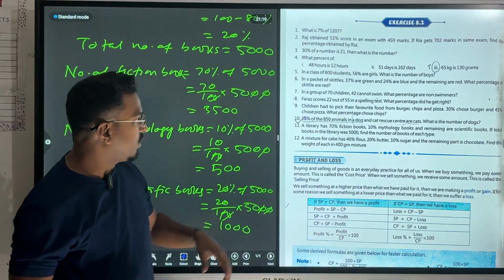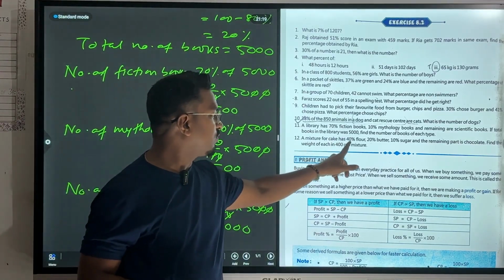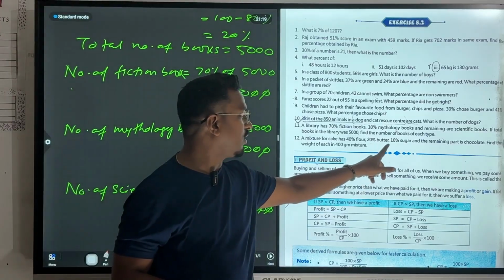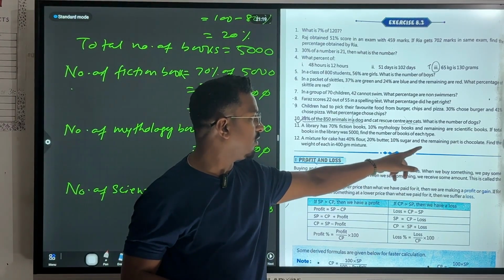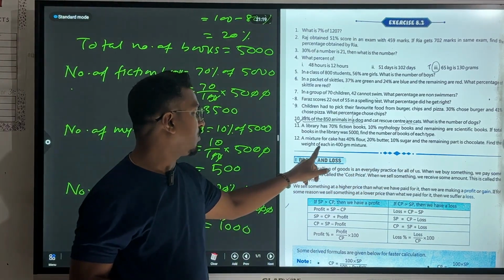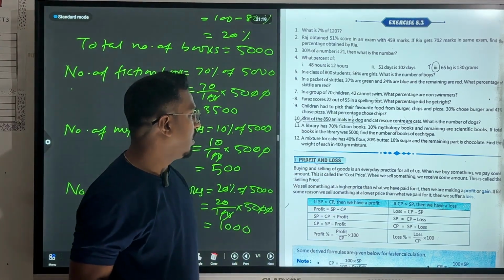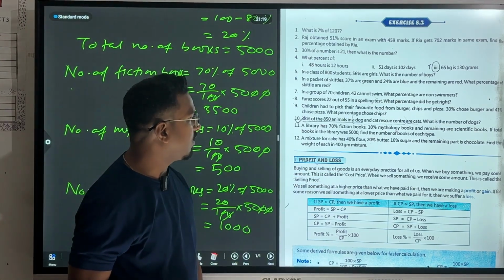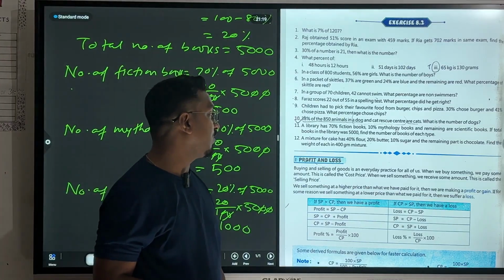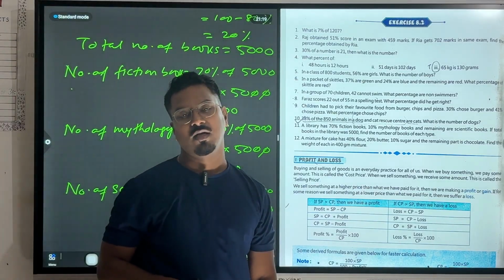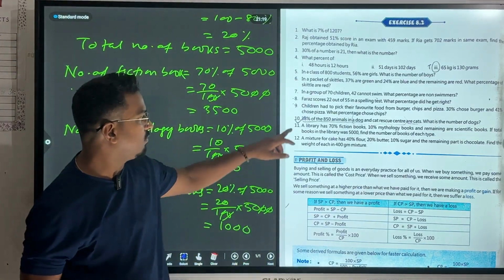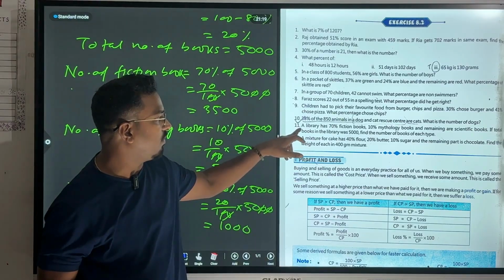Moving to the last question. A mixture for cake has 40% flour, 20% butter, 10% sugar and the remaining part is chocolate. Find the weight of each in 400 gram mixture. Find the weight of each in 400 gram of mixture. It is just like question number 11.